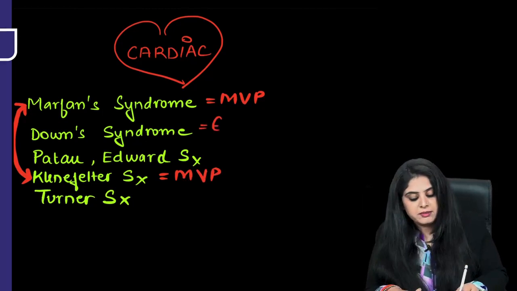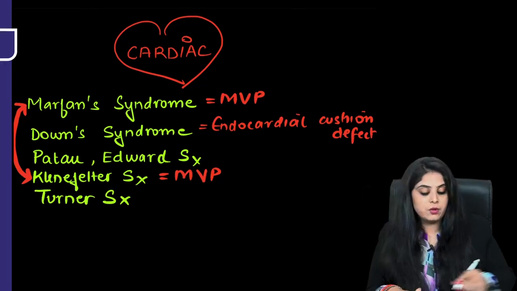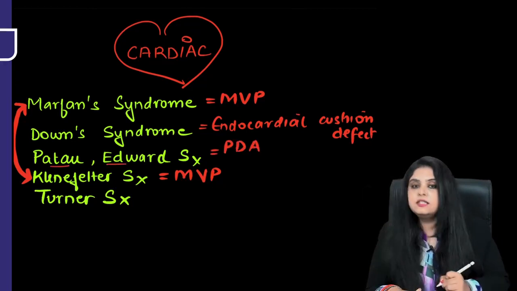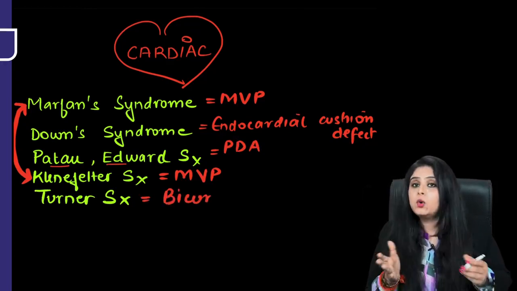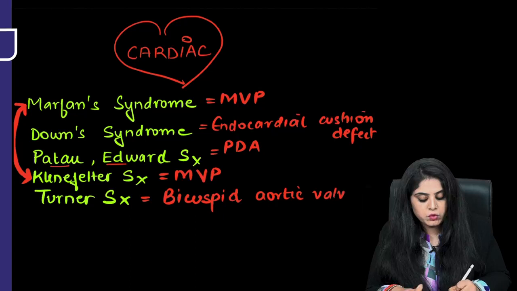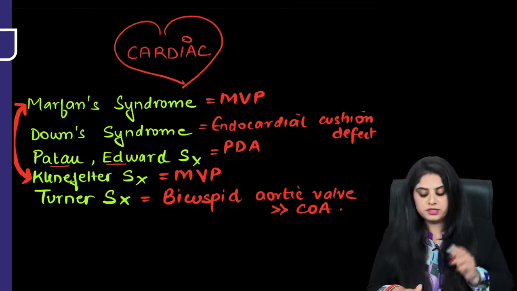Coming to Down's, please remember Down's is endocardial cushion defect. These are all now recent questions which they will ask you. Endocardial cushion defect for Down's is most common. Patau and Edward are the same, and that is patent ductus arteriosus. And for Turner syndrome, please remember many people believe coarctation of aorta, but before that what is important is bicuspid aortic valve. Bicuspid aortic valve is more common, and then after that you can go in for coarctation of aorta. These are all the cardiac problems for these chromosomal disorders.